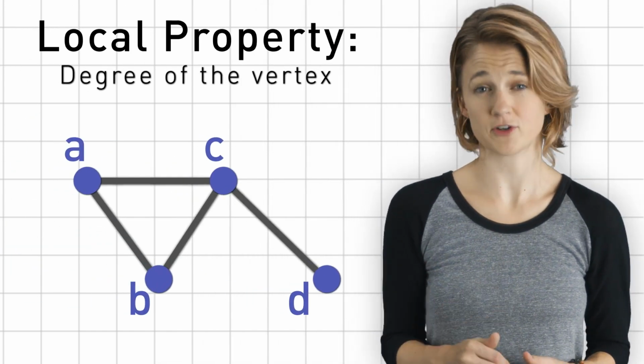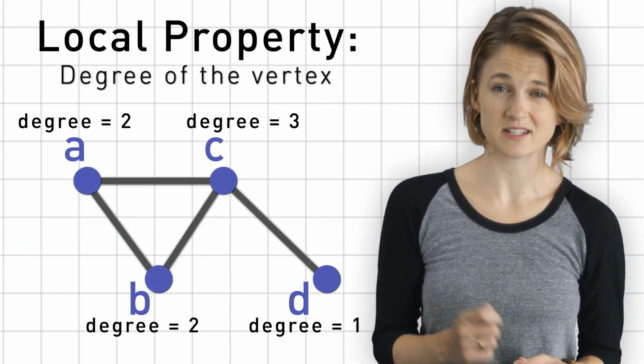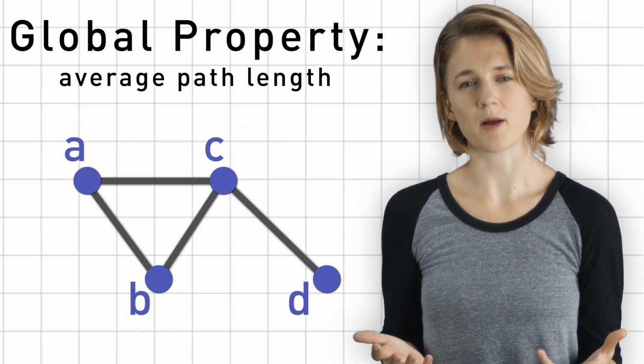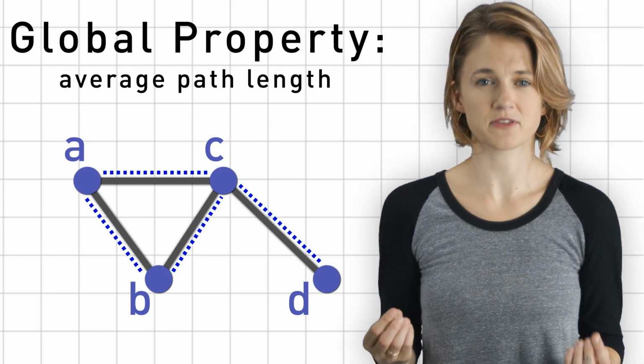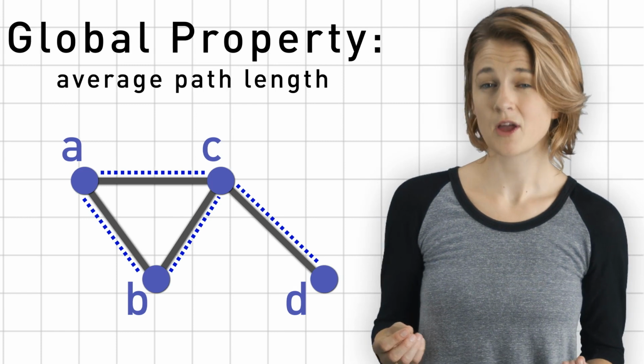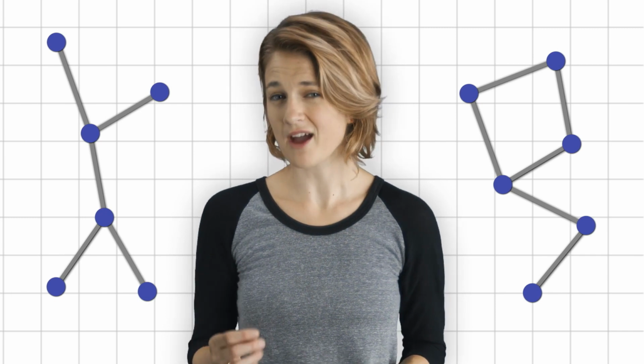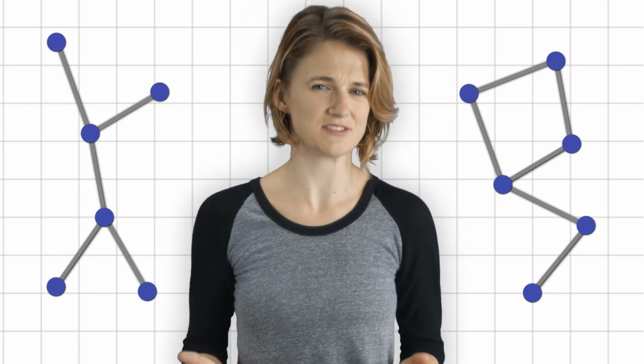A lot of the analysis of graphs, or networks, suffers from a local versus global problem. One can study local properties of a graph, like the degree of a vertex, which is the number of edges connected to that vertex, or global properties, like the average path length to get from one vertex to another. But knowing only local or only global information about a graph generally can't tell you about its entire structure. For example, these 2 graphs have the same average path length, but they look completely different.